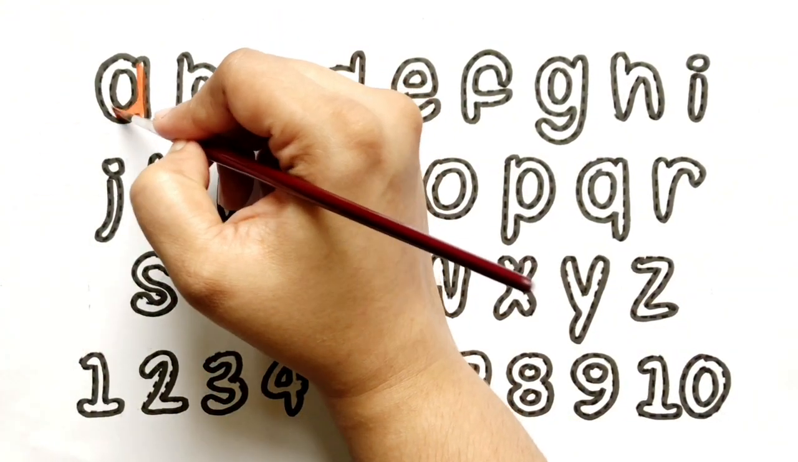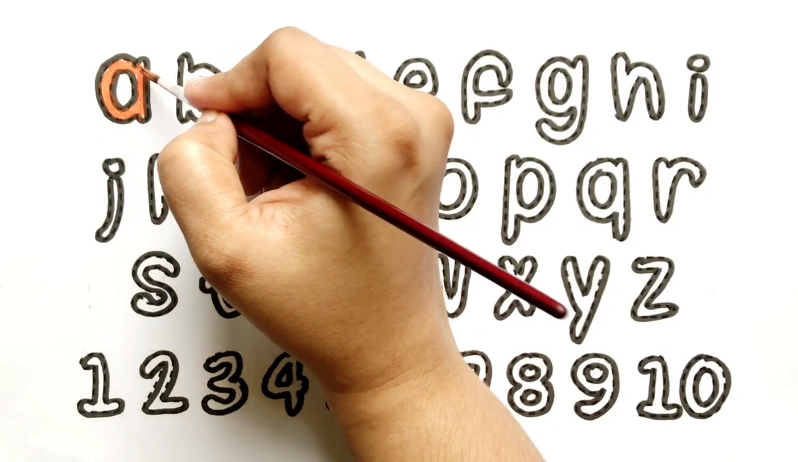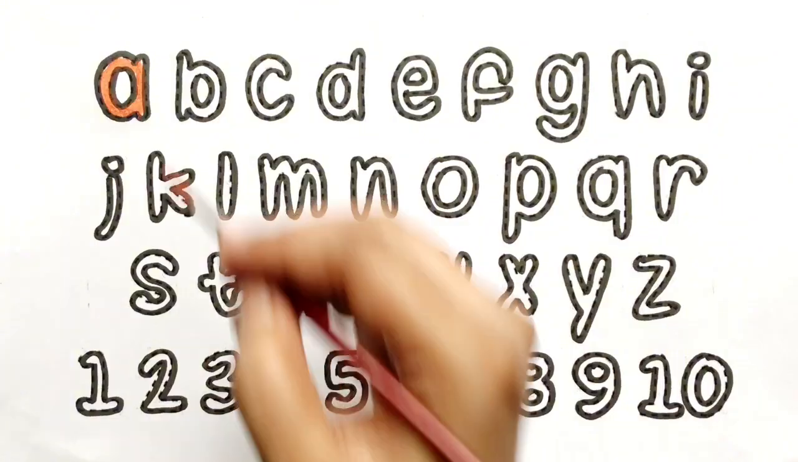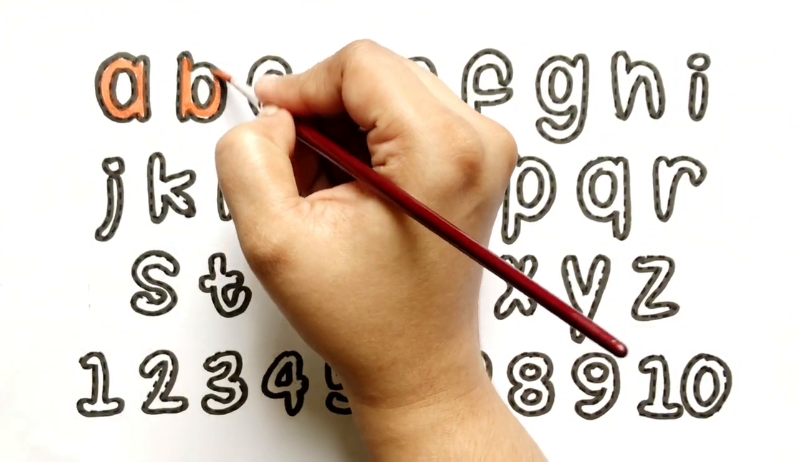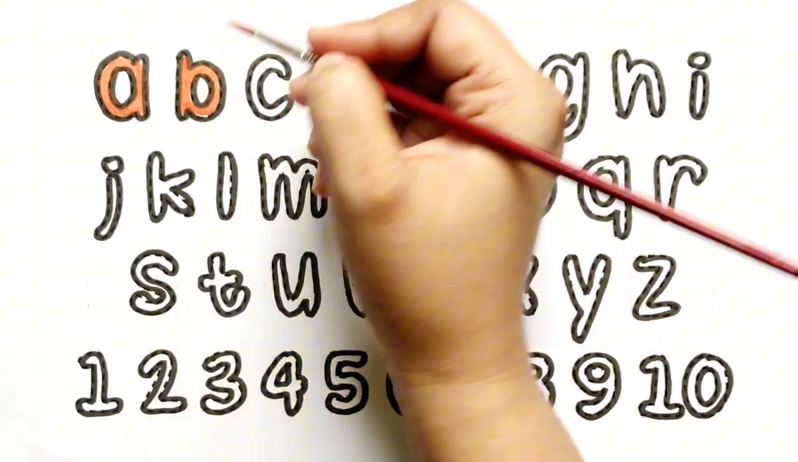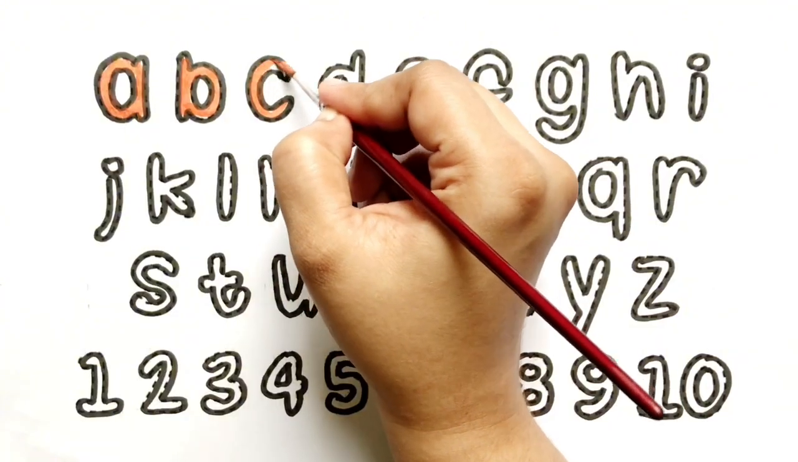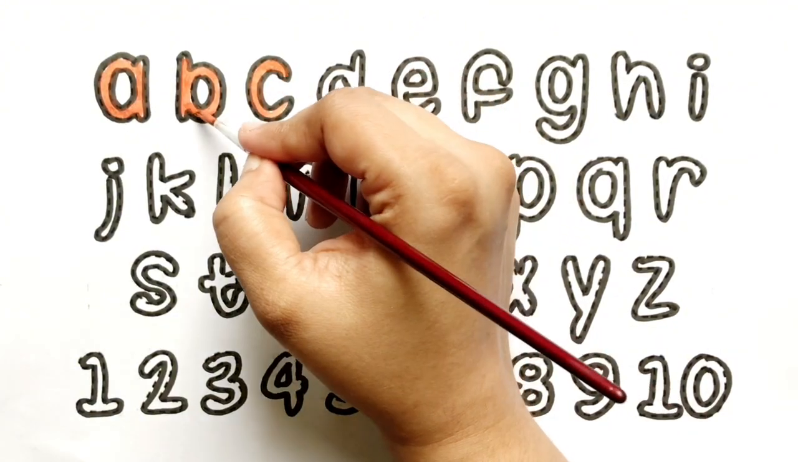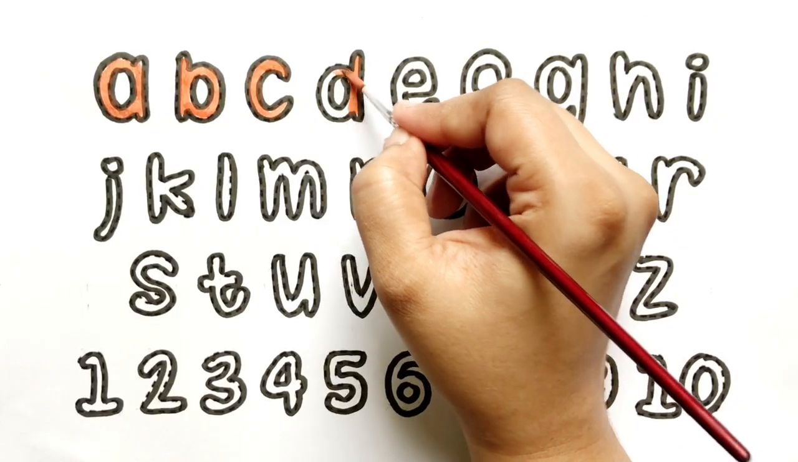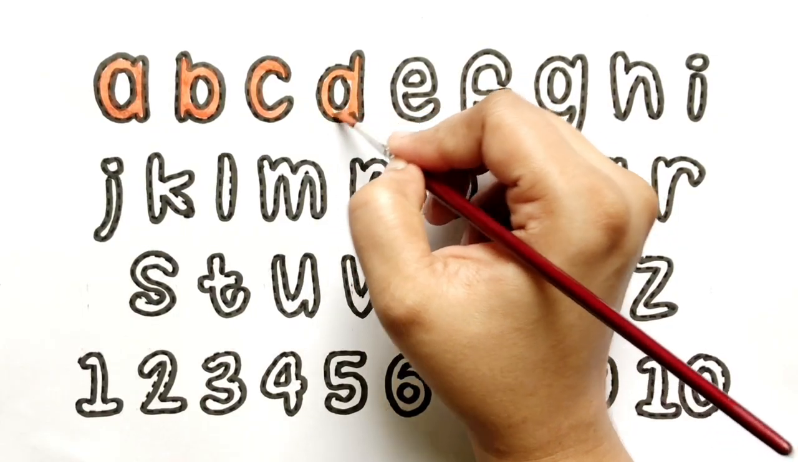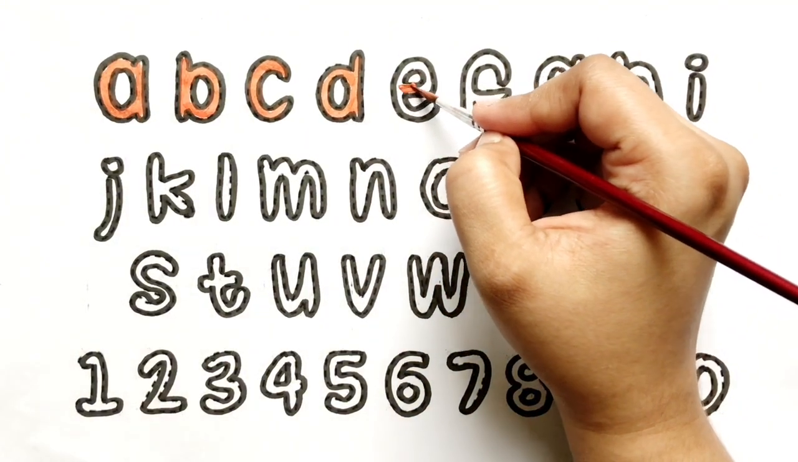Color. A for airplane. B for bear. C for cow. D for dog. E for egg.